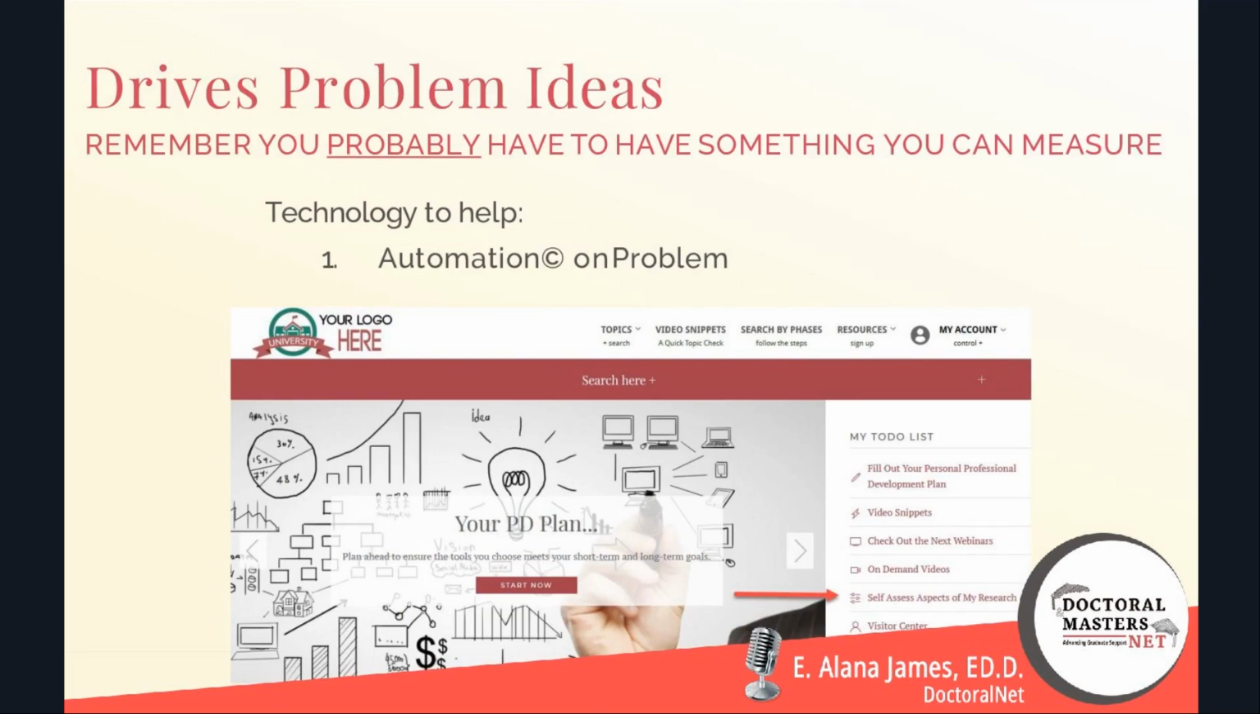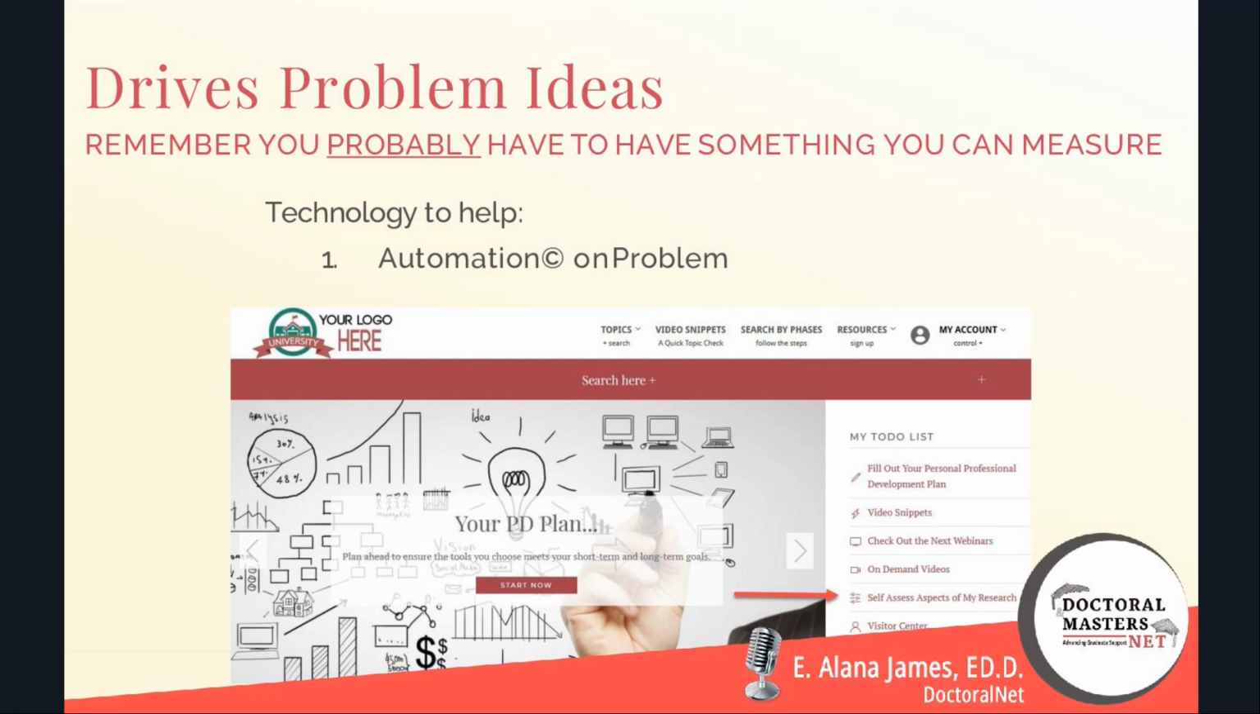Those things together drive your problem ideas. You have to have something you're measuring. You have to have some driving need or a gap in the literature that you find, and have some enthusiasm about helping your field not have that gap anymore.